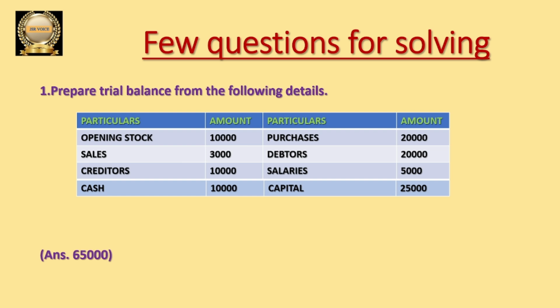So that you see whether you will get the answer or not. Opening stock, sales, creditors, cash, purchases, debtors, salaries, capital. This is the question. You have to prepare trial balance for that by applying the debit credit rule, and you should get 65,000 as the answer. Both the sides you should get 65,000. Prepare it and check whether you are getting it or not. Let us move to the next question.